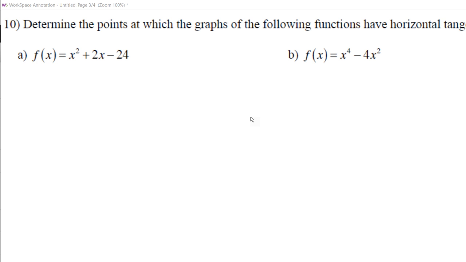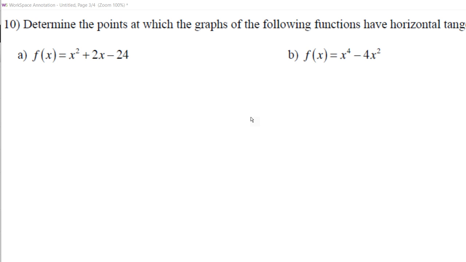In this video we'll be working on how to find where we have horizontal tangents. If you remember, horizontal tangents happen at a place where we have the maximum or the minimum, the highest points or lowest points of the curves, the tippy tops and the lows. That's when we have the horizontal tangents.